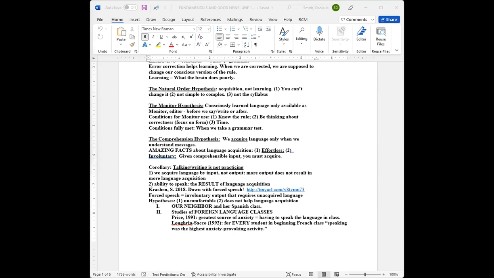The ability to speak, the result of language acquisition, we got to be a little careful. That doesn't mean we should start talking right away. We have to listen, lots of listening or lots of reading, and then we can gradually start using the language. In fact, early speech, having to talk right away, not only is useless, but it's very uncomfortable.